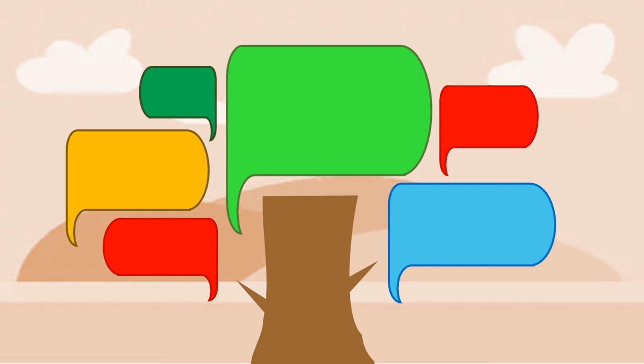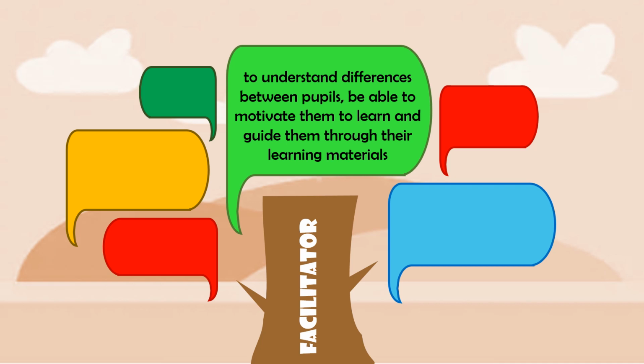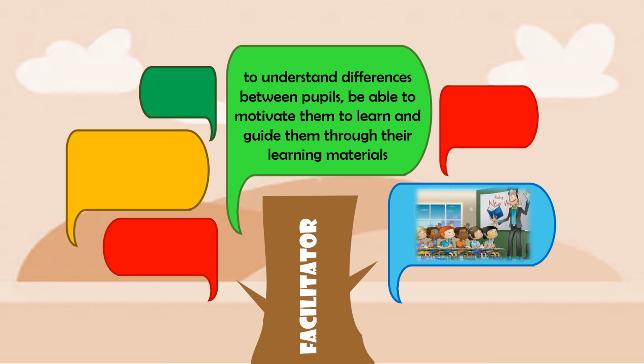Number 2. As a facilitator. The teacher should be able to understand differences between pupils, be able to motivate them to learn and guide them through their learning materials. The teacher should be able to do this for all grade levels in the classroom, no matter what curriculum subject is being studied. The teacher should not only be a provider of knowledge, but should also be a facilitator of learning, both at a group level and on a one-on-one basis.